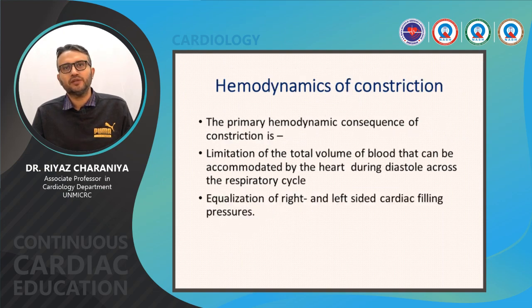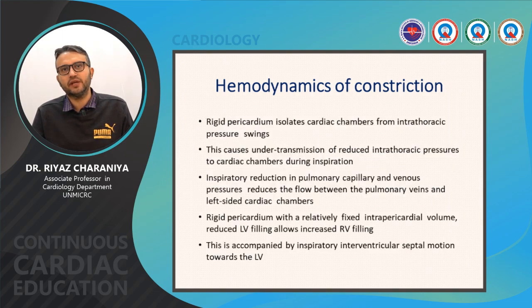So what are the hemodynamics of constriction? The primary hemodynamic consequence of constriction is the limitation of total volume of blood that can be accommodated by the heart during diastole across the respiratory cycle. And there is equalization of left and right side cardiac filling pressures. That's because there is encasement of the heart throughout by the pericardium, which is thick and rigid.